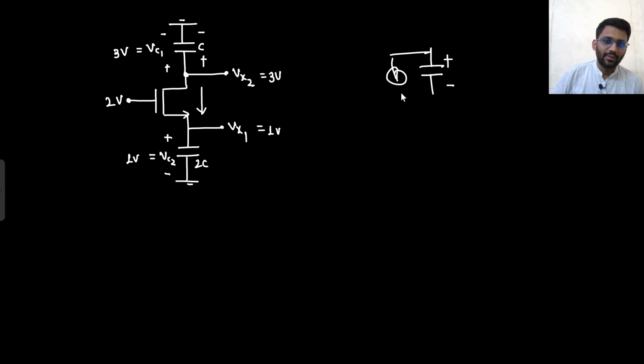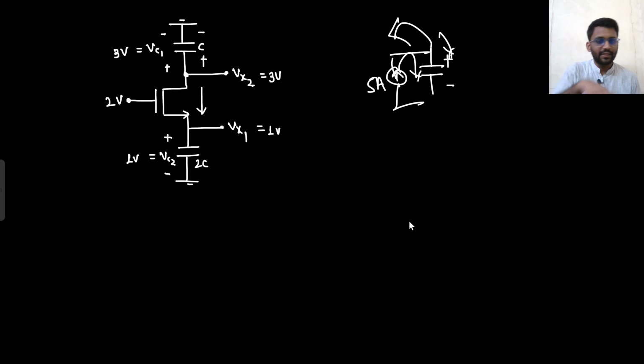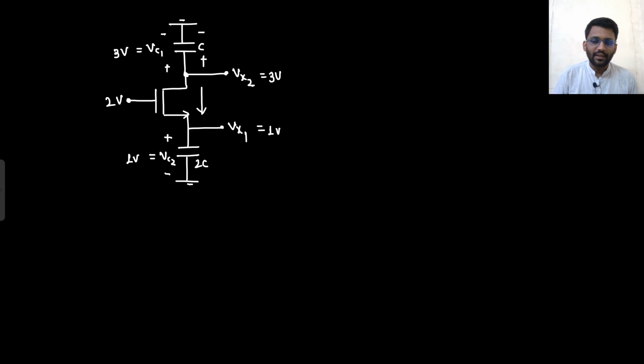This is the plus minus. Let's just say this is 5 ampere current. So the current is getting into the positive terminal, the capacitor is getting charged. If it was getting out of the positive terminal, that means the capacitor is getting discharged. So here the current is getting out of the positive terminal, so C is getting discharged and 2C is getting charged.